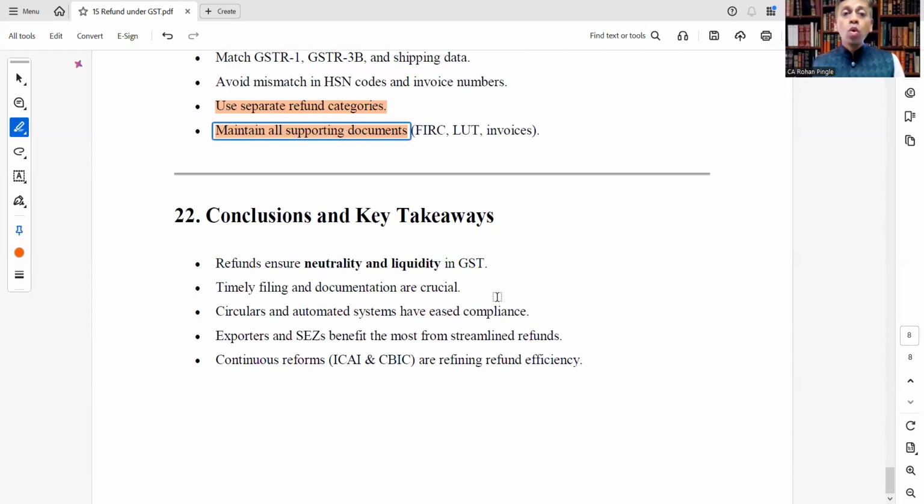So we will conclude, and our key takeaways from today's learning are: refunds ensure neutrality and liquidity in GST. It stops the blockage of working capital. Timely filing and documentation are crucial to get the refund in time. Circulars and automated systems ease the compliance. Exporters and SEZs benefit the most from streamlined refunds, and continuous reforms are refining refund efficiency.